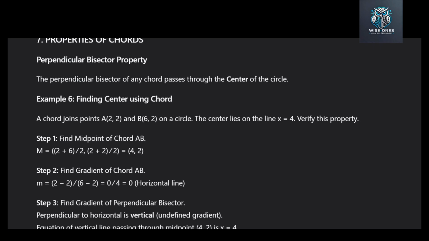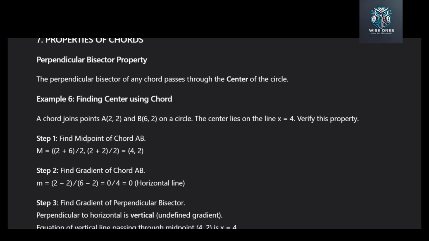Let us look at example 6. Finding center using chord. A chord joins points A (2, 2) and B (6, 2) on a circle. The center lies on the line x equals 4. Verify this property. Step 1. Find midpoint of chord AB. Midpoint M equals ((x1 plus x2) divided by 2, (y1 plus y2) divided by 2).